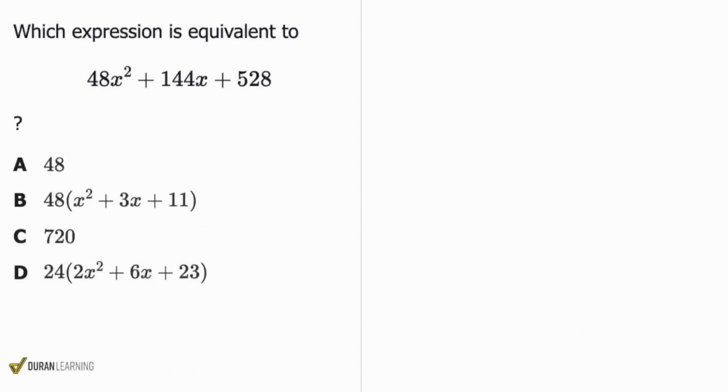What we want to do here is show what we can do when it's not obvious from the jump. So let me first start off by writing out 48x squared plus 144x plus 528. Let me just write that out again. And so here's what I'm going to do. I have three numbers here, and that's going to make this a little tough.